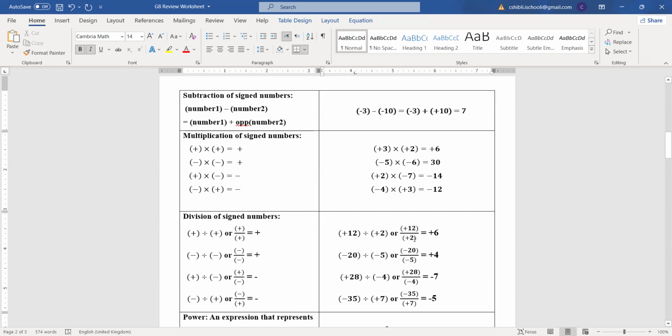For example, I'll give you an example. A negative 20 over negative 5. Negative over negative is positive. 20 over 5 is 4.